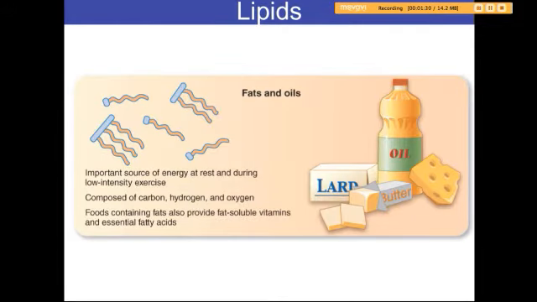Lipids, also known as fats and oil, is another important source of energy for the body. It's an important source of energy during activities of low intensity, such as rest or during sitting, listening to this lecture. Like carbohydrates, lipids are composed of carbon, hydrogen, and oxygen. But food-containing fats also provide fat-soluble vitamins and essential fatty acids, which we'll discuss in the chapter on lipids.